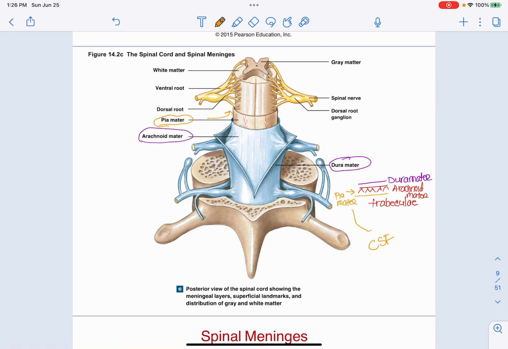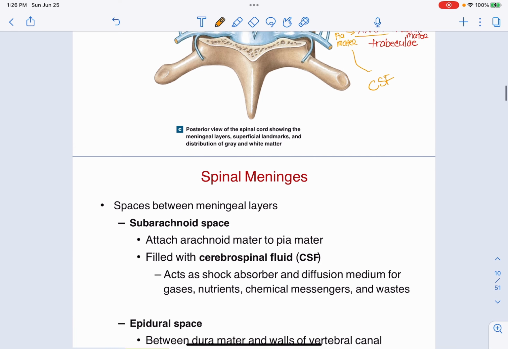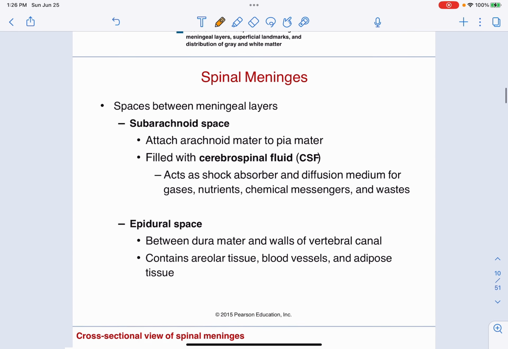All right, so these spaces are going to become really important. Let's take a moment to talk about these spaces because they have some clinical significance to them, which makes them important. And I really need you to understand these spaces and to know which layers form these spaces.